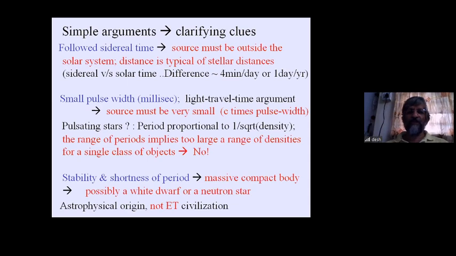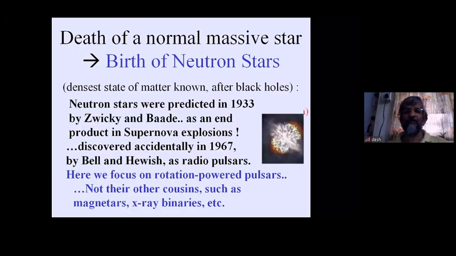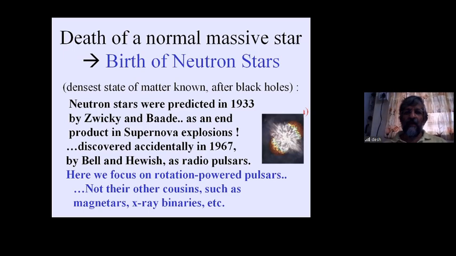Among the two possibilities, namely white dwarfs and neutron stars, white dwarfs lost out quickly after the discovery of the Crab pulsar, a pulsar in the Crab nebula, which was rotating about 30 times a second. Given that rotation speed, we can easily see that white dwarfs will be centrifugally unstable. They will blow themselves apart if they try to rotate that fast. And so it was clear that these were neutron stars. And of course, we know that they were discovered accidentally later by Bell and Hewish as radio pulsars.